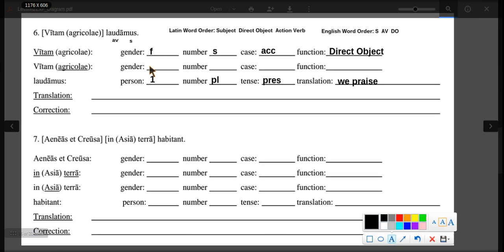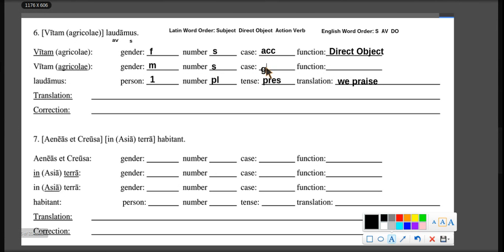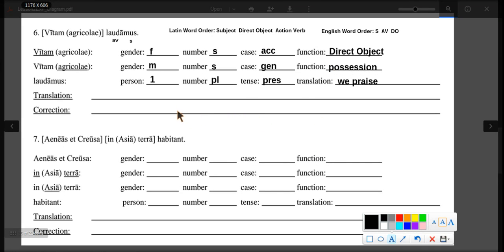So agricolae here. Remember, agricolae is one of the few masculine first declension nouns. It's singular, and we stated, since it's showing possession, we have genitive, and it's our genitive of possession. Now, we have our sentence diagrammed out, so we can move on to translation.